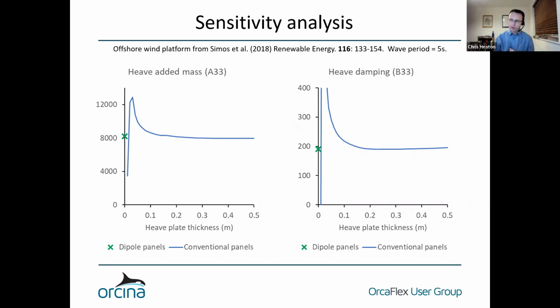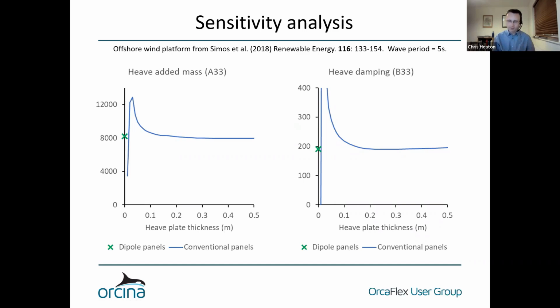Having said all that, you can still model this platform using conventional panels if you're prepared to make a different kind of approximation. So if you're prepared to choose an artificially large value of the plate thickness somewhere out here in this region. And the paper that I cited, the CMOS paper, does exactly that, and they choose a value of 0.4 meters. Now, obviously, making that sort of approximation, you would have to check all the result quantities that you were interested in, not just the two that I'm showing you here for the presentation.